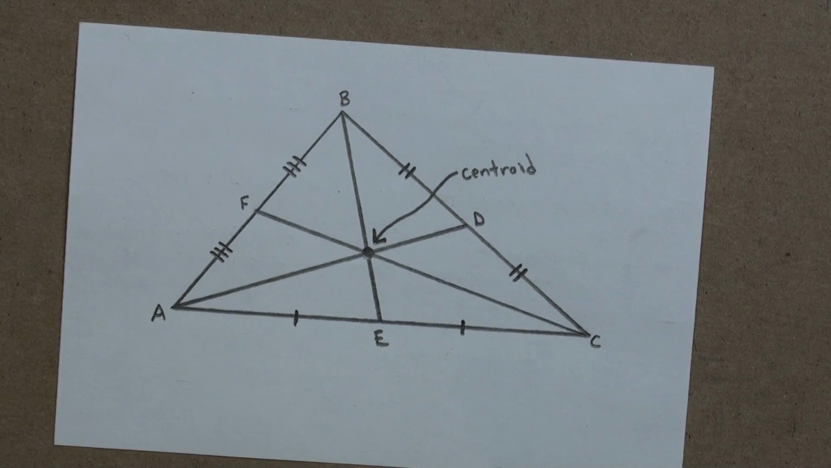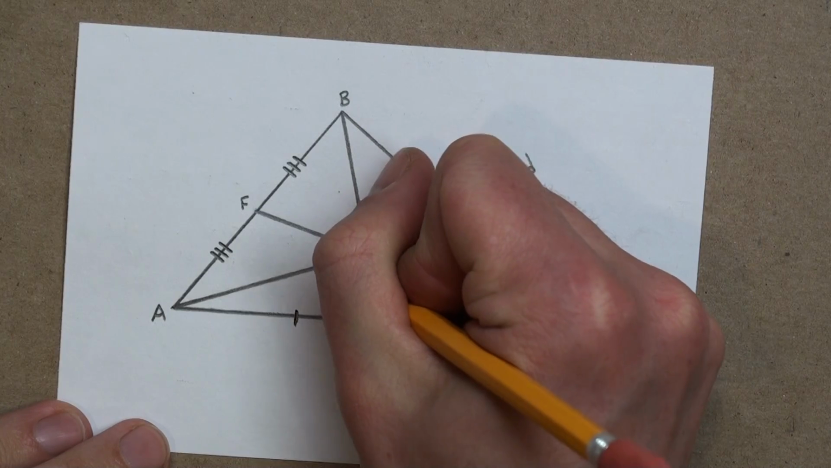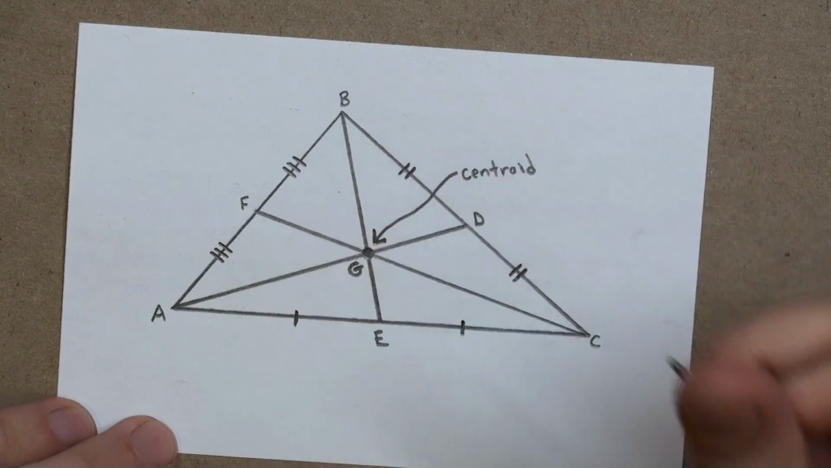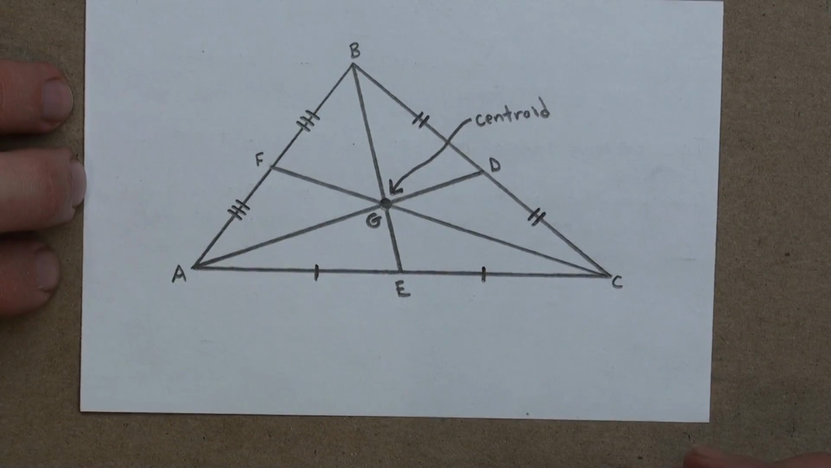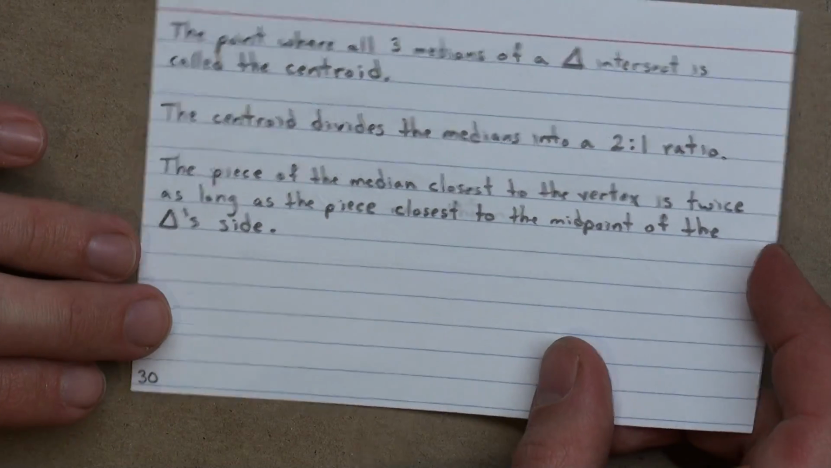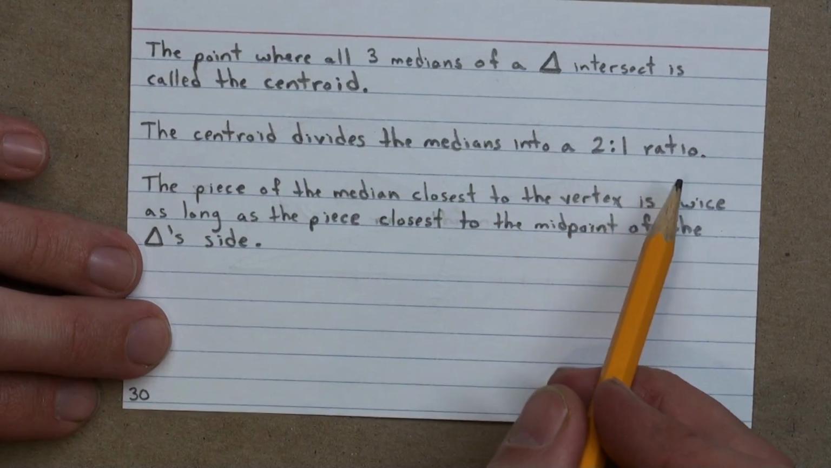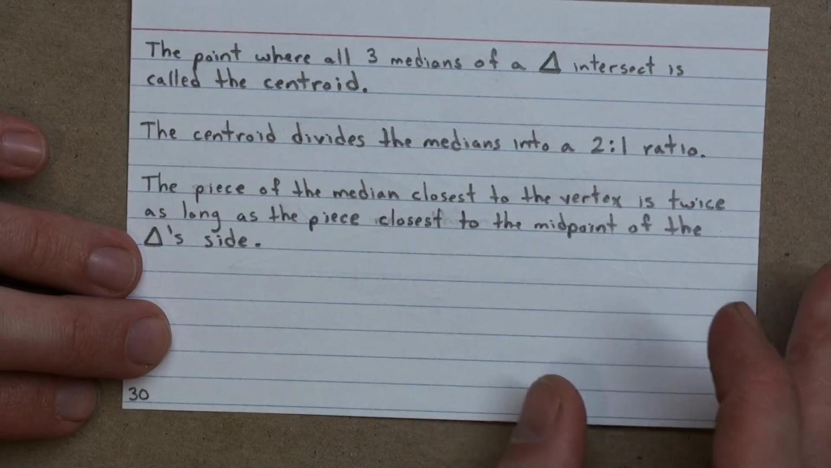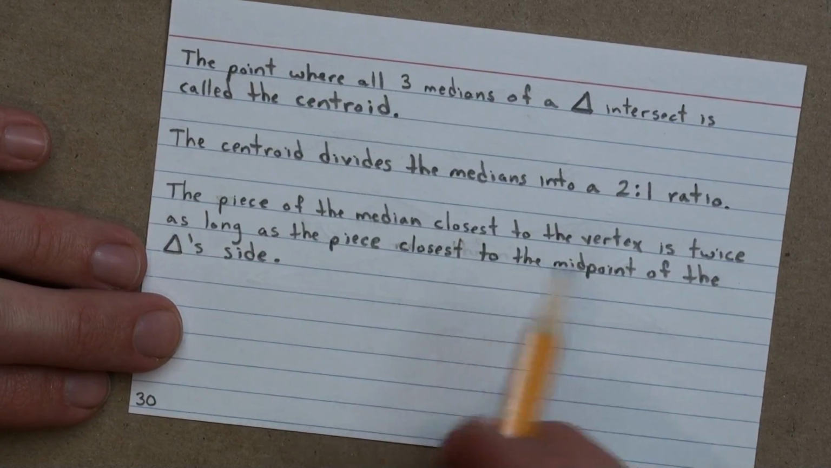And now the other piece of information that we learned about, let's call A, B, C, D, E, F. Let's make this point G. Okay? So let's look at this last statement on the side. The centroid divides the medians into a 2-to-1 ratio, right? And it says the piece closest to the vertex is twice as long as the piece closest to the midpoint.